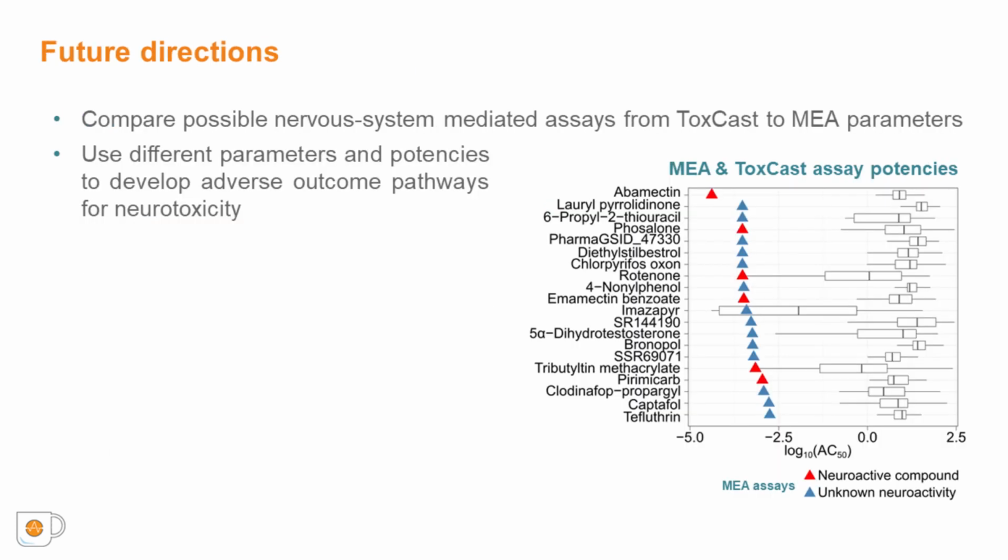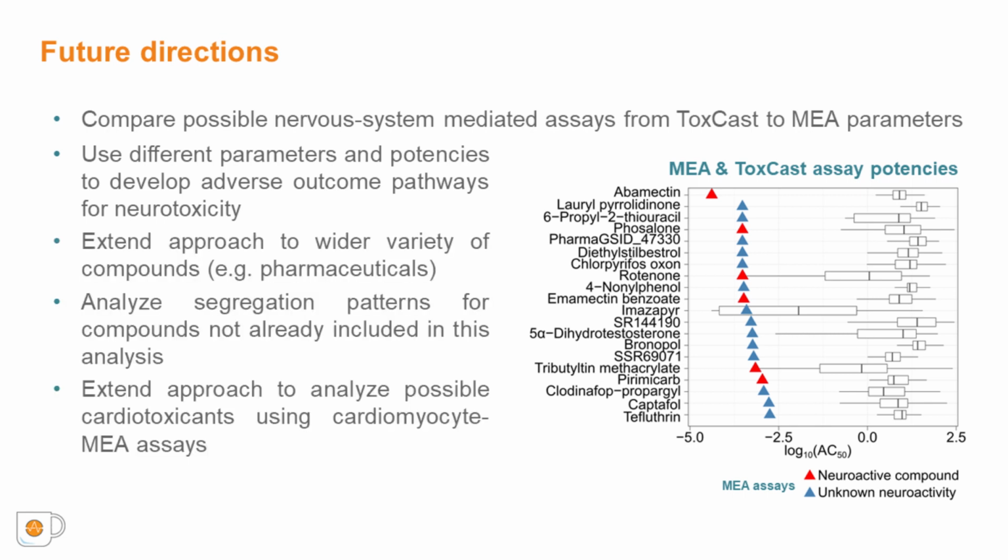There are a lot of directions that we can move forward with this analysis. One example would be to relate the MEA parameters here to the different assays in ToxCast. It is also possible we could use these parameters to develop adverse outcome pathways for neurotoxicity, which are currently underdeveloped. Additionally, we could extend our approach to a wider variety of compounds. The starting set analyzed here were primarily those active in mean firing rate, but we demonstrated that no single parameter can describe activity for all compounds.